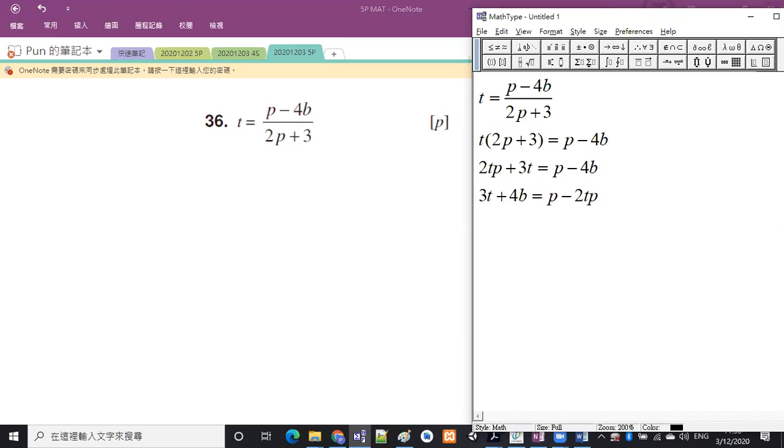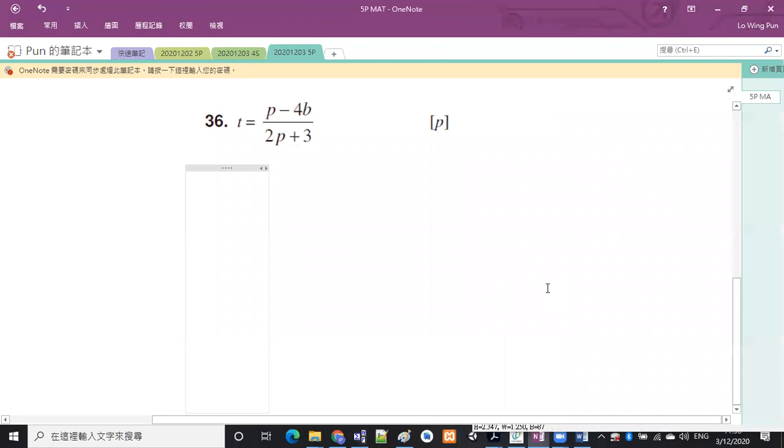Okay, keep as few negatives as possible, okay? And then 3t plus 4b has nothing to do, and then we will take out the common factor. So when I take out the p, then this is 1, and then minus 2t. Finally, just divide 1 minus 2t to the left. So we have 3t plus 4b divided by 1 minus 2t is equal to p. And then just write the subject on the left, 3t plus 4b over 1 minus 2t. Okay, and that is the answer for question number 36.